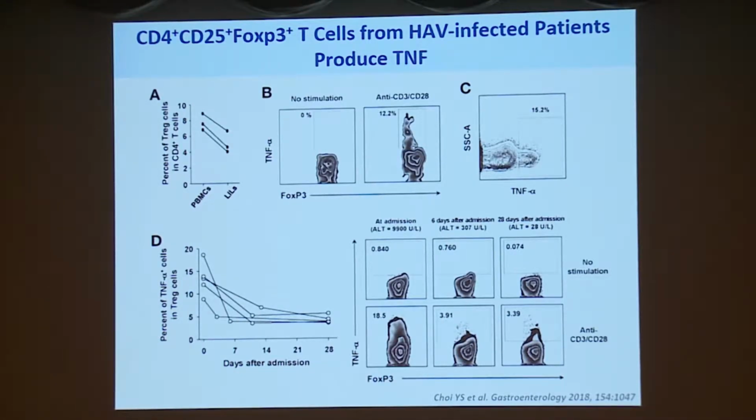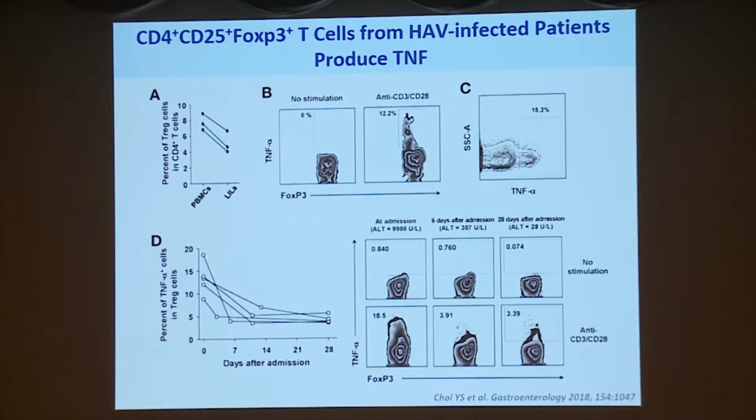In the previous slide, I showed you the TNF-alpha production from Treg cells by using the peripheral blood lymphocytes. This time, we acquired liver-infiltrating lymphocytes. We obtained the liver-infiltrating lymphocytes during the liver transplantation of an acute Hep A patient. And also in the liver compartment, the Treg cells can produce TNF-alpha upon anti-CD3 stimulation.